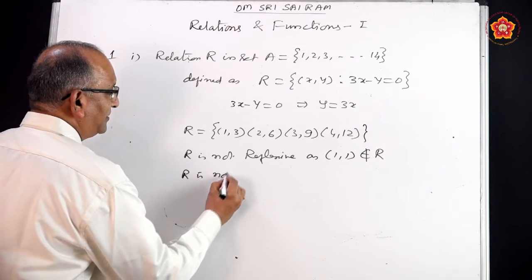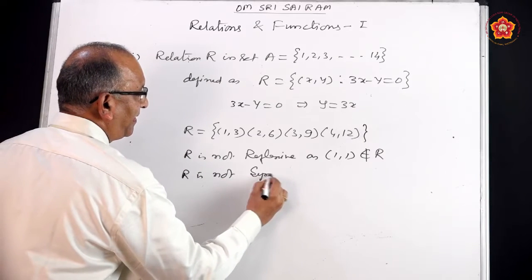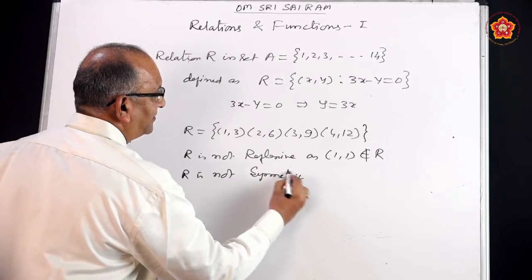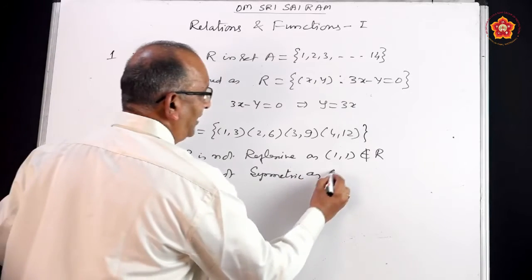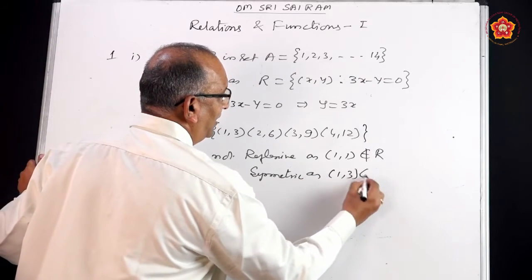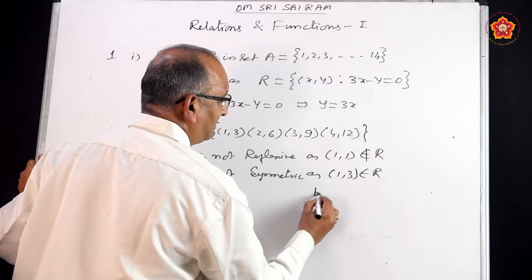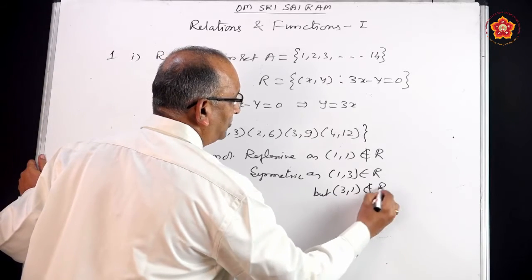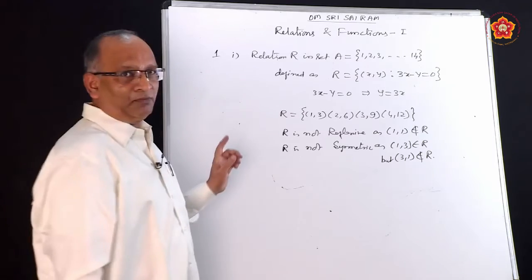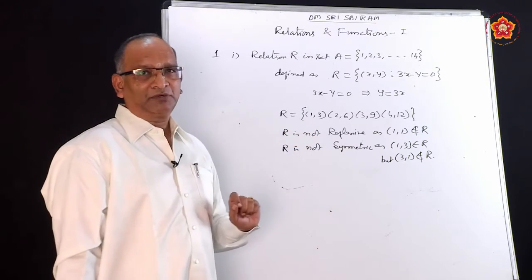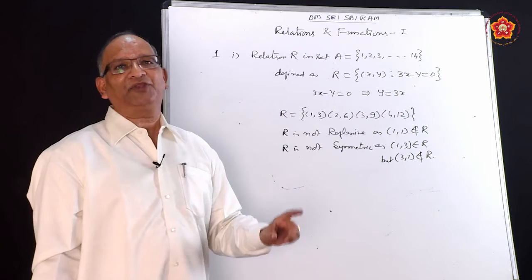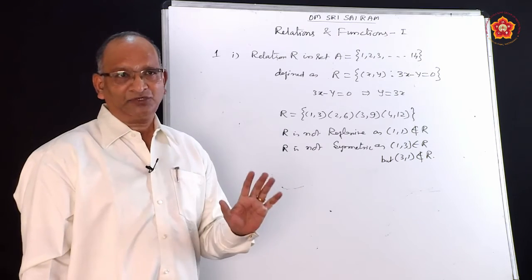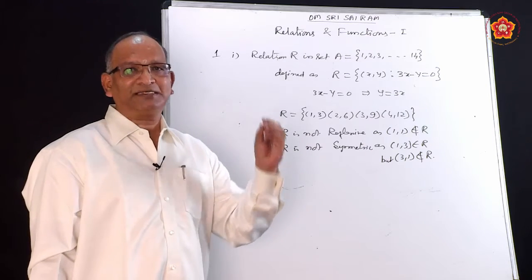R is not symmetric as 1 comma 3 belongs to R, but 3 comma 1 does not belong to R. 1 comma 3 is an element, no doubt, but in the same set you don't find 3 comma 1. So the conclusion is given relation is not symmetric.